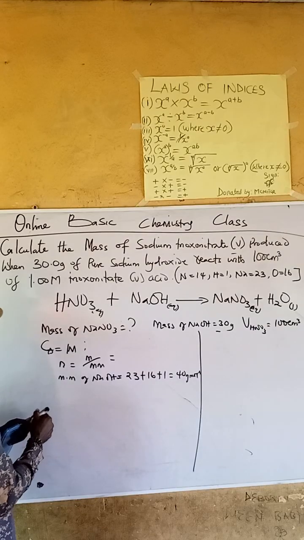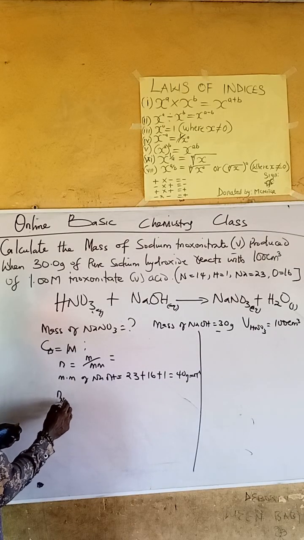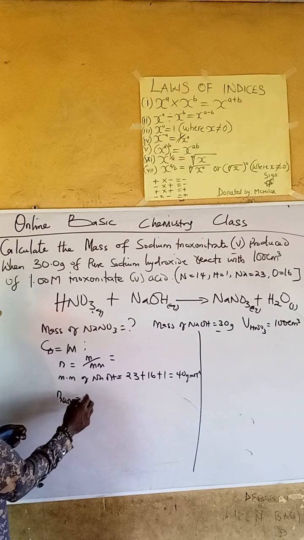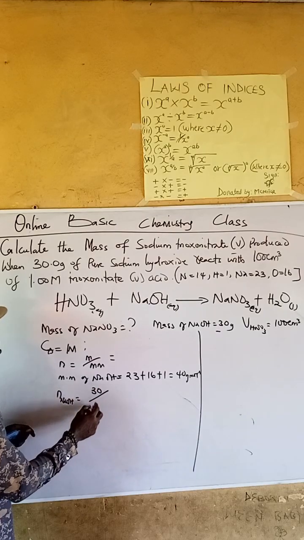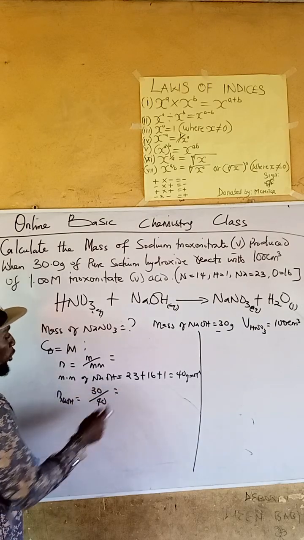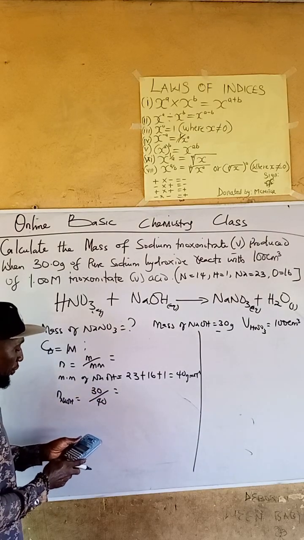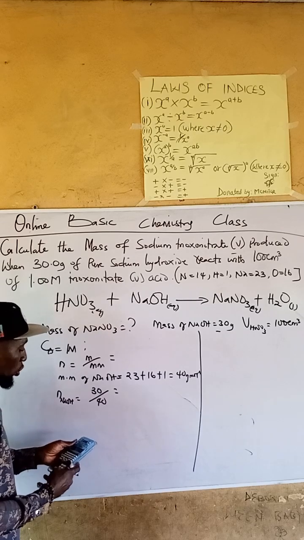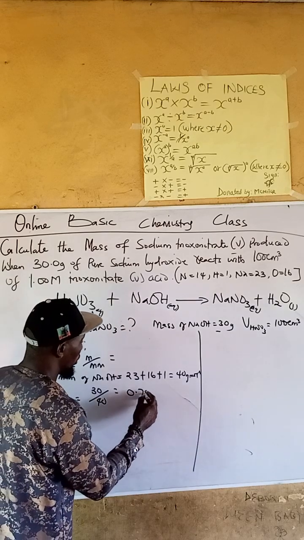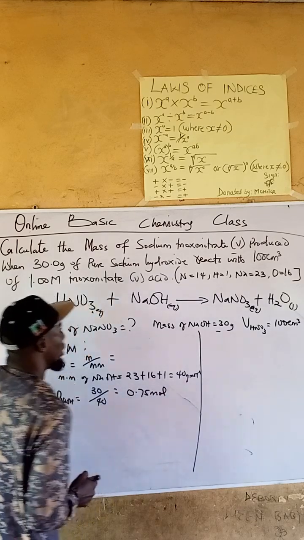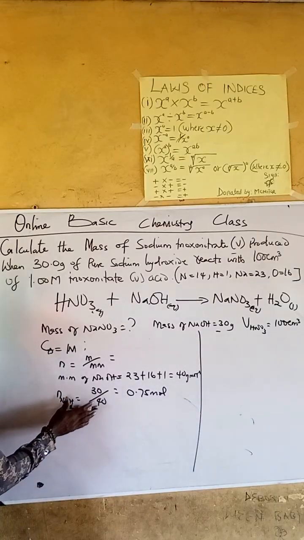So the number of moles of sodium hydroxide will be equal to the mass, 30, over 40, which gives us 0.75 mole. 0.75 mole is the number of moles of sodium hydroxide.